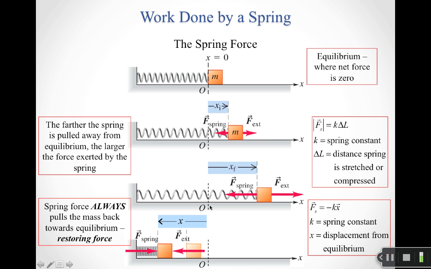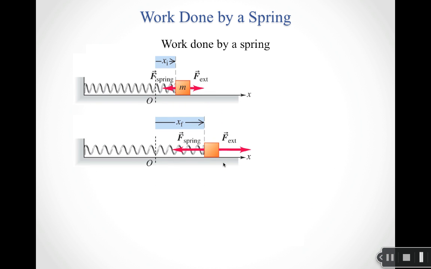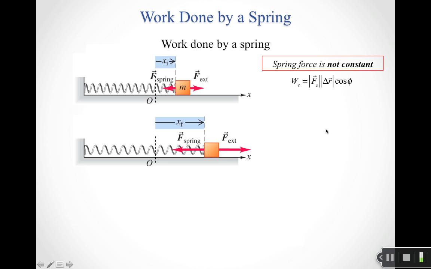That's how the spring force is always able to point back towards equilibrium. All right, so this is the spring as a force, talking about the elastic force. Well, what if we wanted to talk about the work done by a spring? Again, our inclination might be to say, oh, well, we know how to calculate the work done by a force. It's given by this expression. The work done by a spring is going to be the magnitude of the force times the magnitude of the displacement times the cosine of the angle between those two vectors.